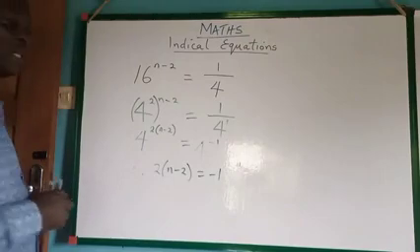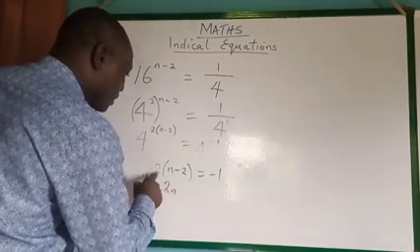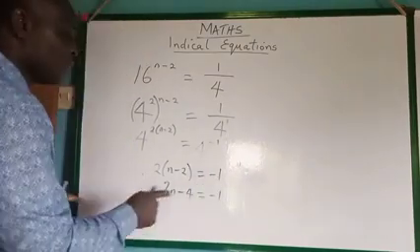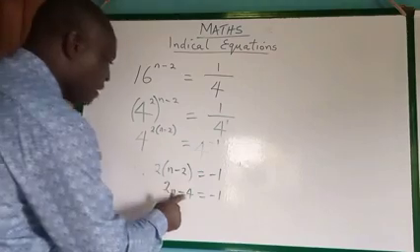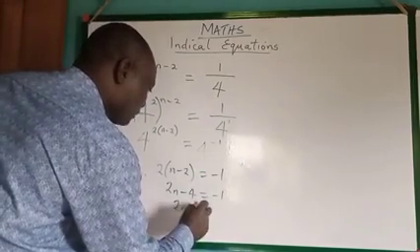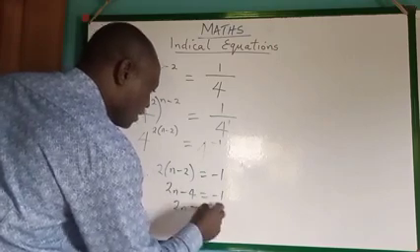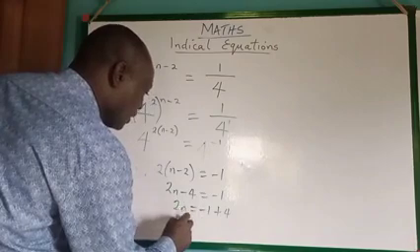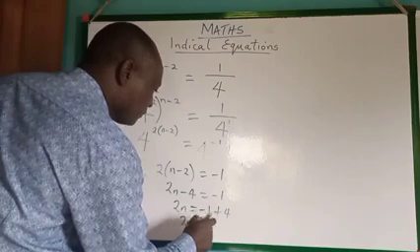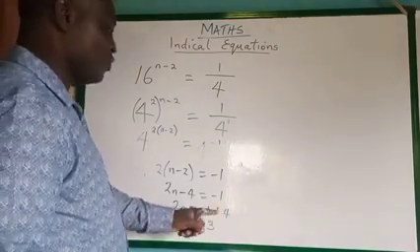Remember, we are looking for the value of n. So let us open this bracket. 2 times n will give us 2n. 2 times minus 2 will give us minus 4 is equal to minus 1. So let us collect like terms. Minus 4 is coming to this side, because it has crossed the equality sign to this side, minus 4 will now change to plus 4. So 2n will be equal to minus 1 plus 4 is 3, because it's just the same thing as saying 4 minus 1.